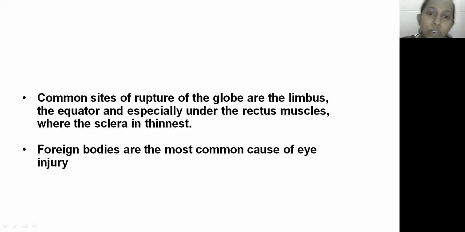So the common sites of rupture of the globe are the limbus, the equator, and especially under the rectus muscle, where the sclera is the thinnest. So under the rectus muscle, the sclera is the thinnest. Foreign bodies are the most common cause of eye injury. So the injury occurs mostly because of these foreign bodies.